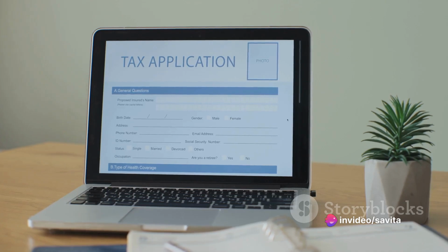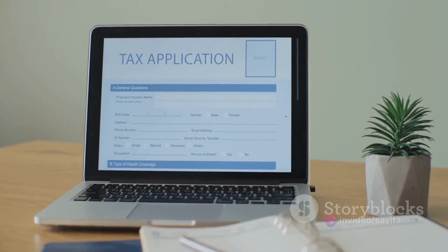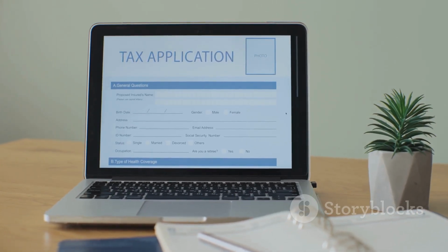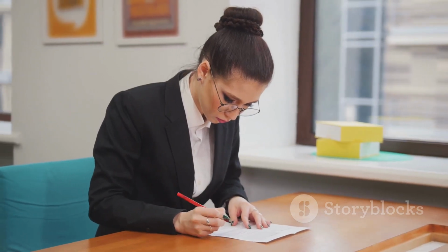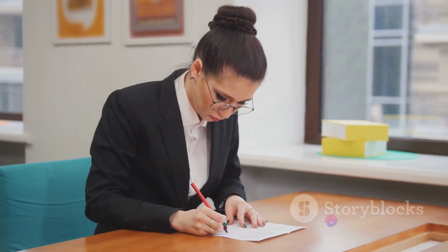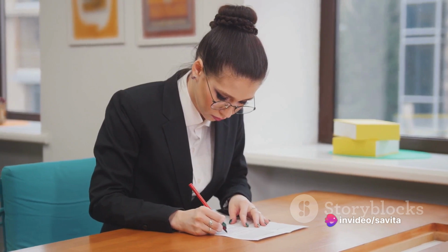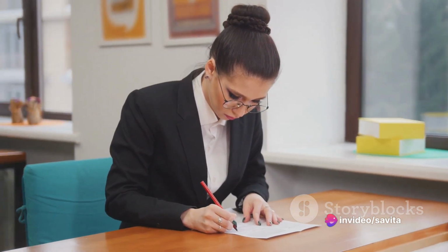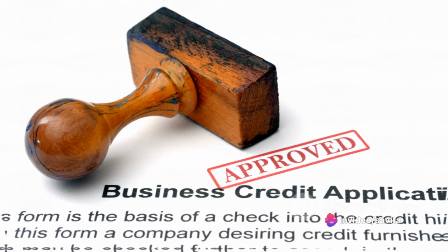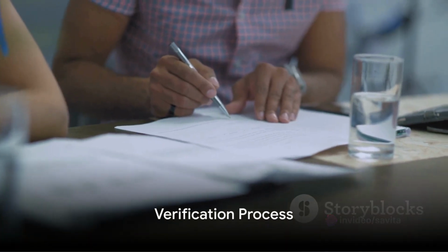This involves submitting a formal request to the tax authorities, often via an online portal. The application generally necessitates providing detailed information about the business, such as its legal name, physical address, and the nature of its operations. Next comes the verification process.